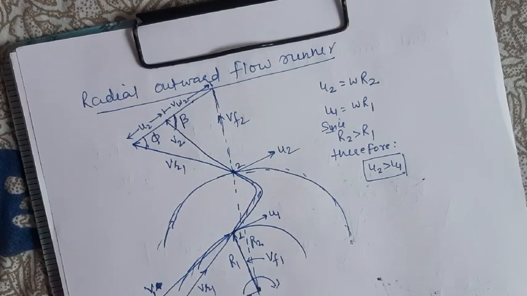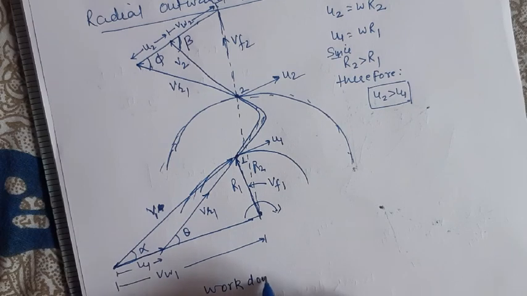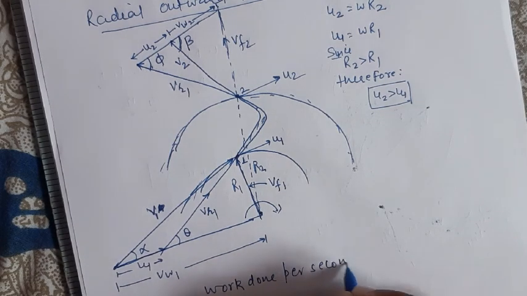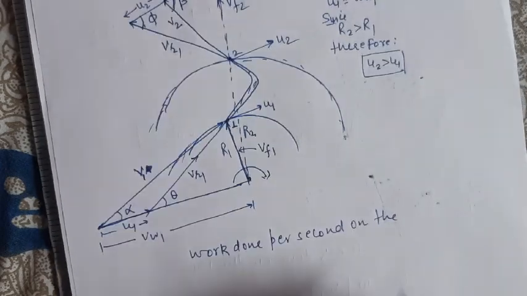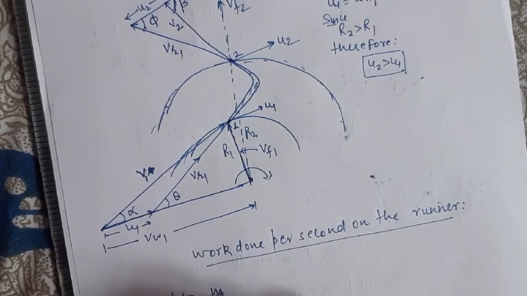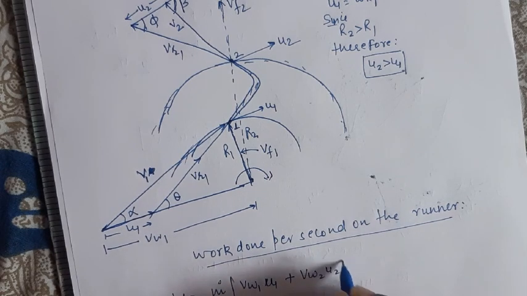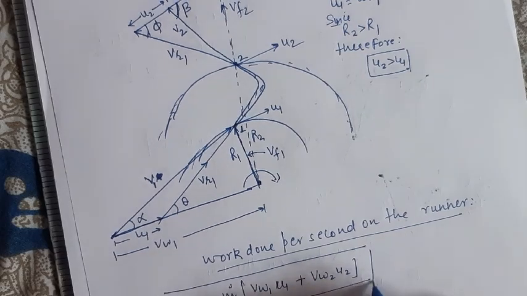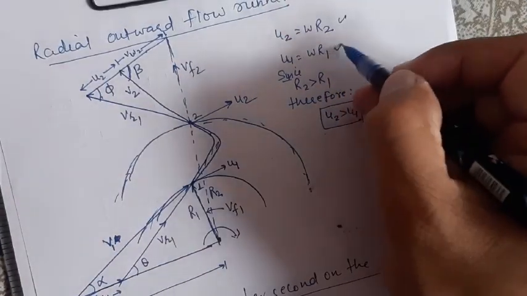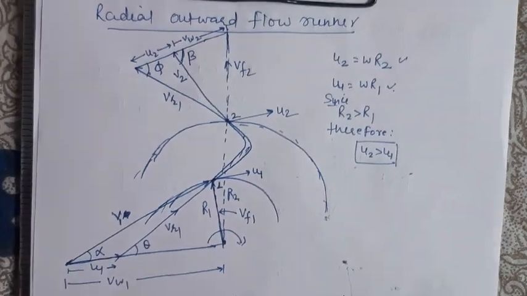So velocity triangles are again similar. I think now 3 or 4 times we have seen how to draw the velocity triangles, and it is very clear to you all. The work done on the vane per unit time, work done per second on the runner, if I want to write the expression, then W will be equal to m dot times Vw1 U1 plus Vw2 U2. How to calculate U1 and U2 I have already written over here. This is the concept of radial flow runner, radial outward flow runner.